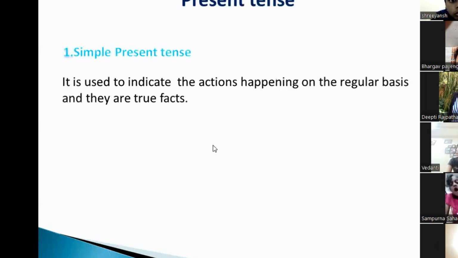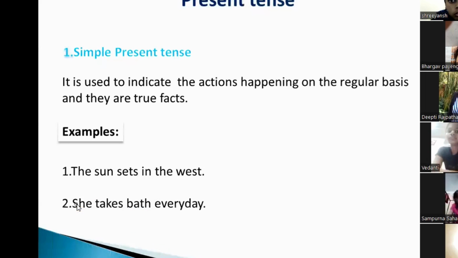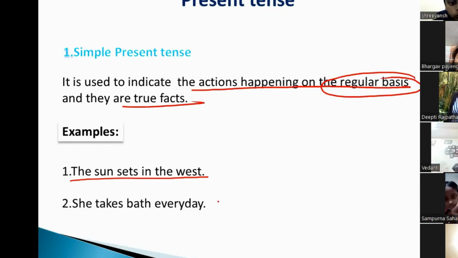So what is simple present tense? What is it used to indicate? It is used to indicate the actions happening on a regular basis, and true facts. For example, the sun sets in the west. It is a universal fact. This is a thing that is going to happen every day. And it also represents the things that are happening on a regular basis, like she takes a bath every day. I go for a walk every day, like that.